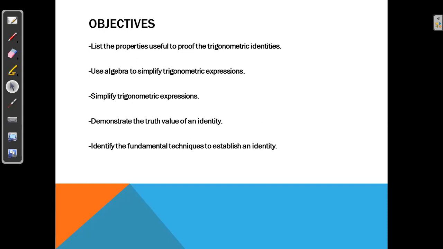Okay, another objective is to simplify trigonometric expressions in general. So then we will see other methods, not just the algebra, that help us to simplify trigonometric expressions. You will see then that there are so many more methods. And we want to demonstrate the truth value of an identity. Can you tell me one of the truth values that you know? You know two truth values. Which are these ones? Nobody knows? Probably you don't remember it, but I think you studied this in one class in symbolic logic. There are just two truth values.